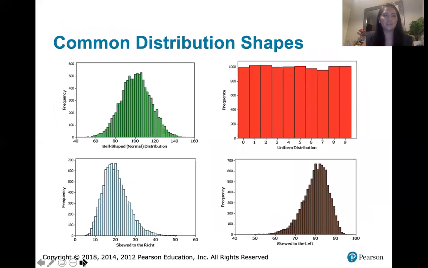Now the rest of this is about common distribution shapes. For the most part, we're interested in normal distributions. We like to have normal distributions, or normally distributed data. The first type is this normally distributed data, which has this bell shape. Then we're going to talk about uniform distributions, which look kind of like this. Then you have data that's skewed to the right, and then data that's skewed to the left. We'll talk about each of these in turn as common distribution shapes.